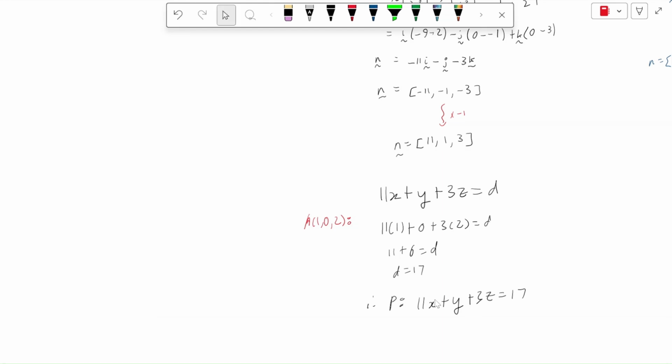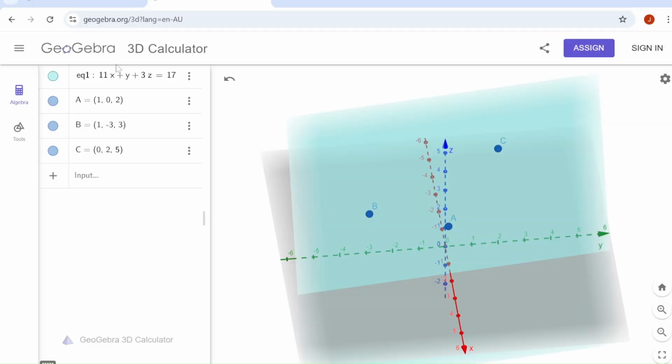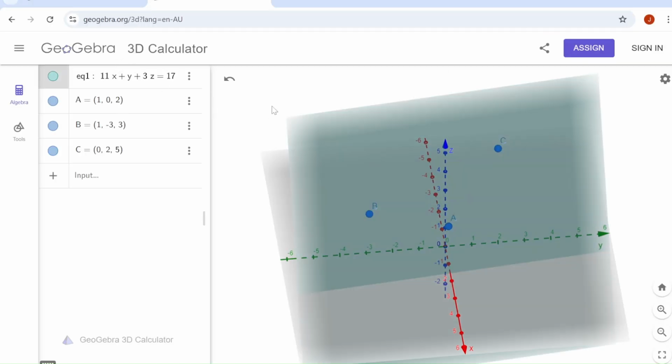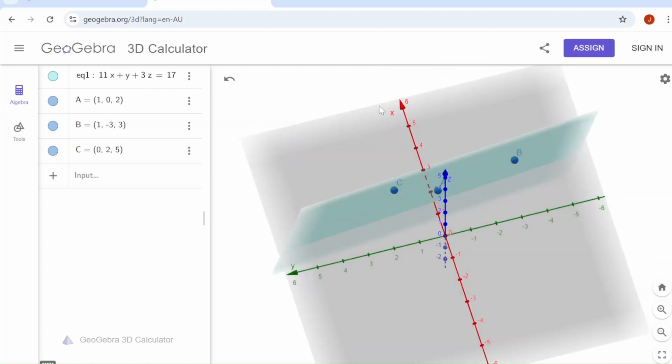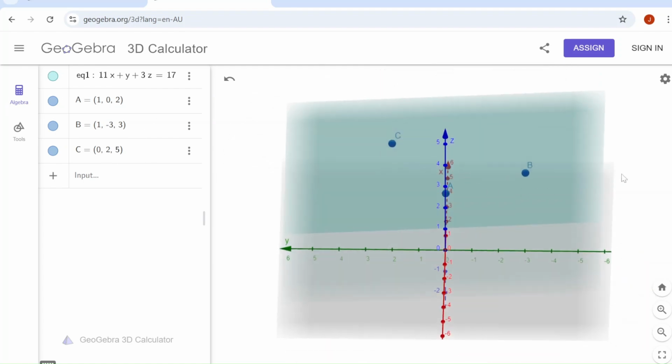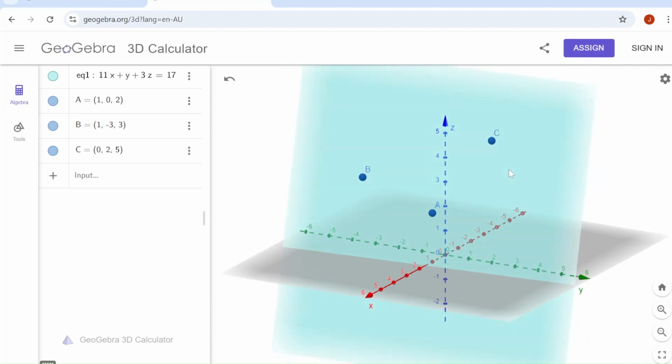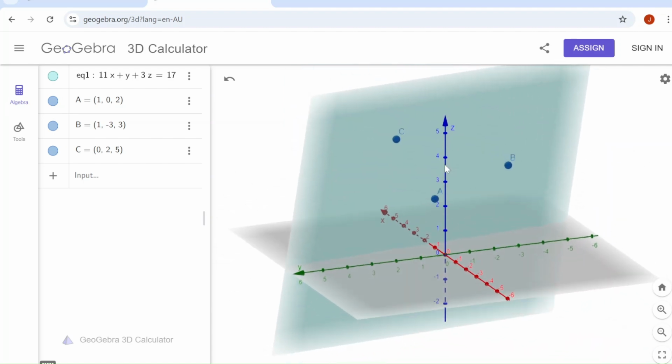All right, so now we got that plane equation. We can actually have a look on GeoGebra. I've typed all this in. So that's the equation of the plane there. It sketches out this shape. And the points A, B, and C from the question I put on GeoGebra as well. And you can see that they do indeed lie on that plane.